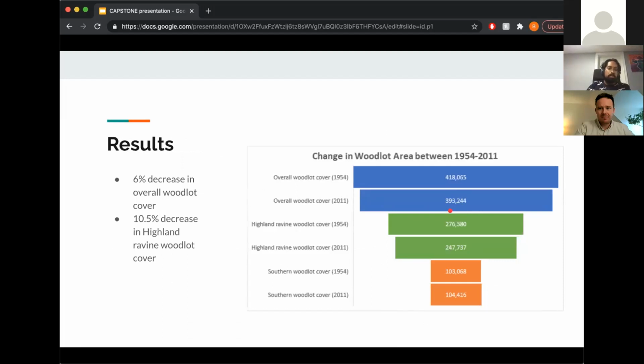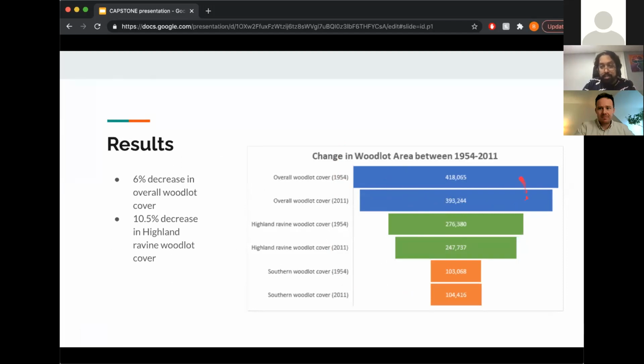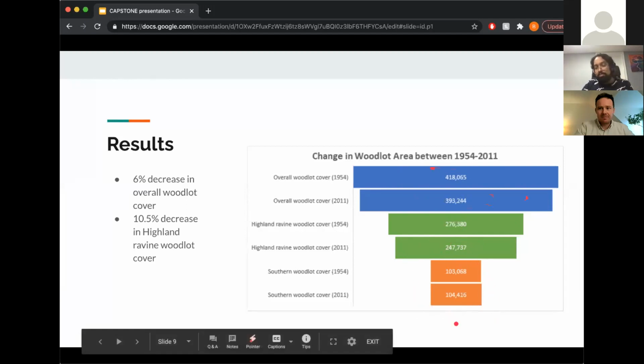So jumping into the results with regard to changes of woodlot area over time, you can see it on the funnel chart on your right. So overall woodlot cover only saw a 6% decrease shown in blue, which is pretty small, all things considered. It could be explained by the increase in number of satellite woodlots over time, which compensates for the larger woodlot losses, such as the Highland Ravine woodlot in green, where we see about a 10.5% decrease compared to 1954. And the southern woodlots remained virtually the same over time since being historically cleared in the early 1900s.